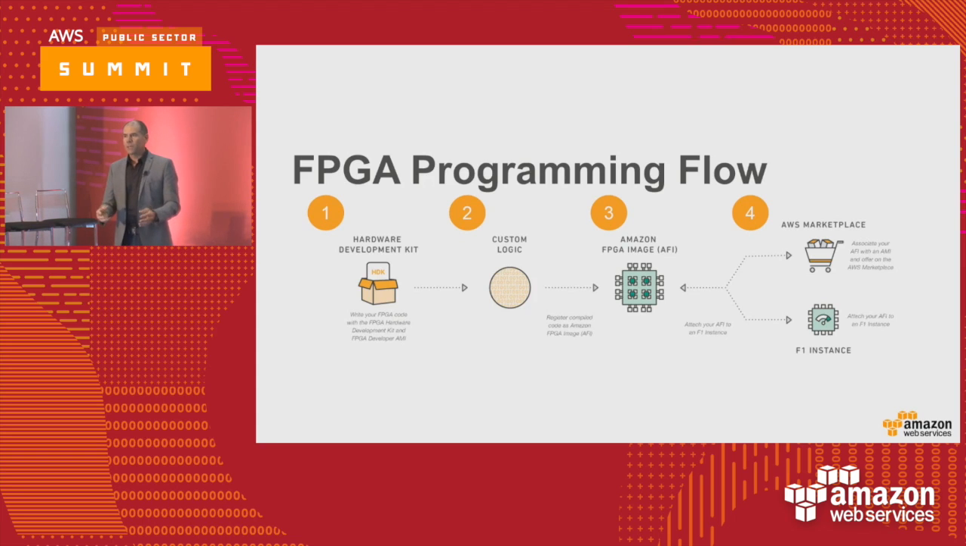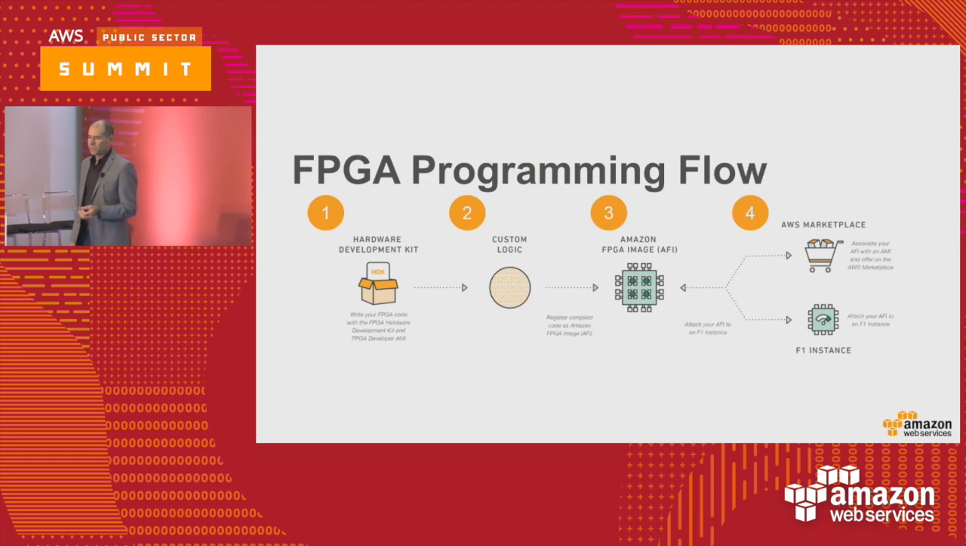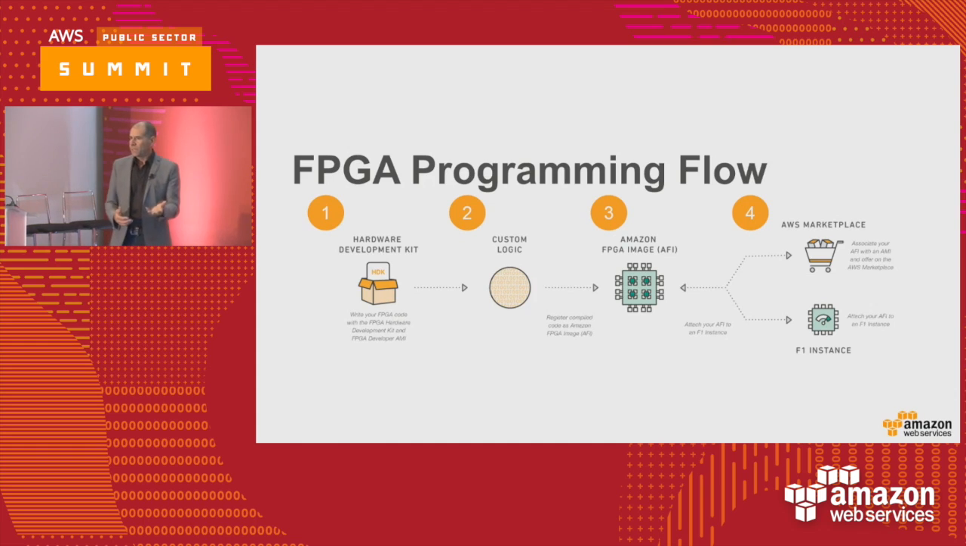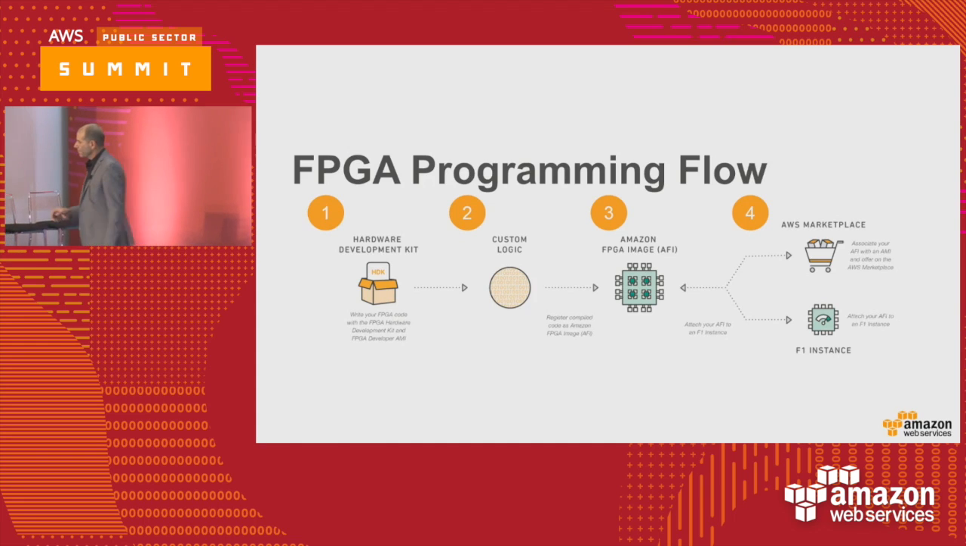You develop the application, you run synthesis, place and route, simulate it if you need to. Then when you're ready, you have your custom logic developed with those tools. You now are going to deploy that onto an F1 instance using what's called an AFI, an Amazon FPGA Image, similar in concept to the AMI, Amazon Machine Image, that's used in an EC2 instance. And then if you wish, you can take your AMI plus the AFIs that are associated with it and offer those out on AWS Marketplace.